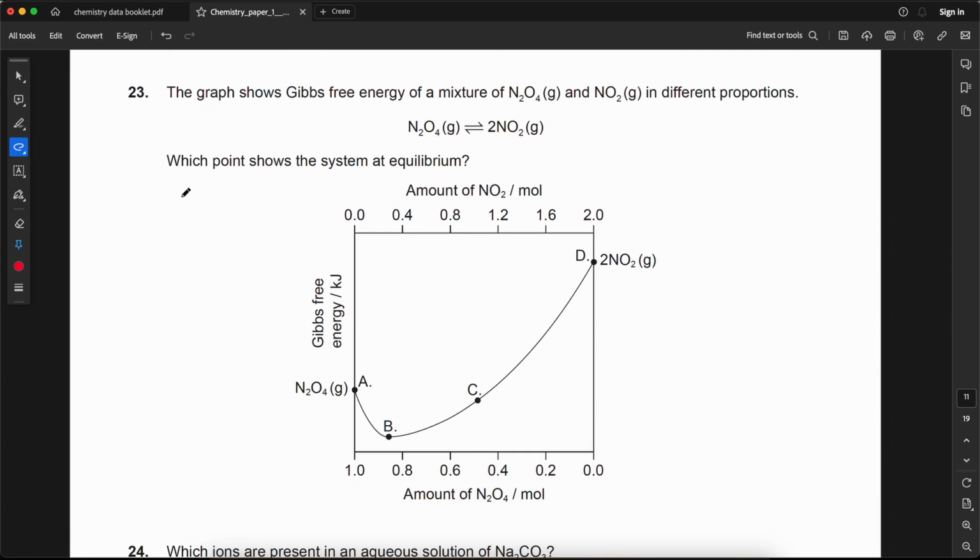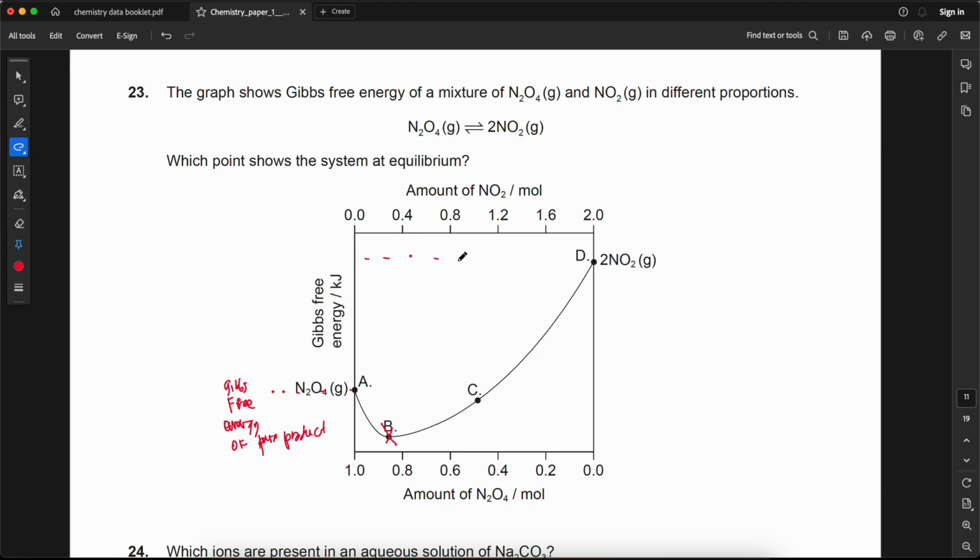The graph shows Gibbs free energy of a mixture of N2O4 and NO2 in different proportion. Which points show the system at equilibrium? It's B. Okay, so this one is Gibbs free energy of pure product.